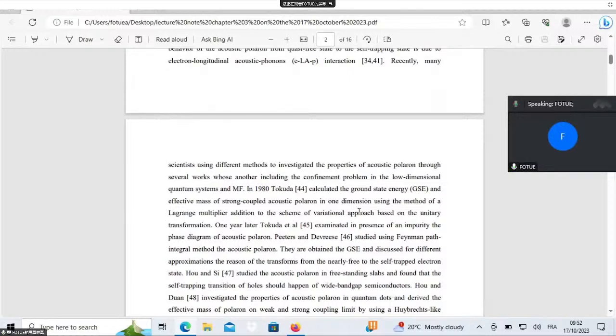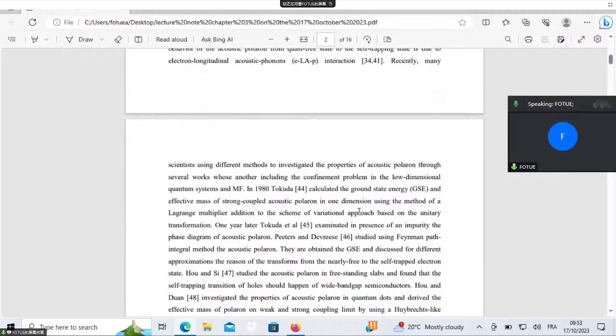This shift operator will permit us, after using those two unitary transformations, to have the electron move freely without interacting with the acoustic phonon, and there are some conditions where the electron can move, not freely, but with the cloud of the acoustic polaron. Peter and G used the Feynman diagram method to investigate the polaron, the acoustic polaron.